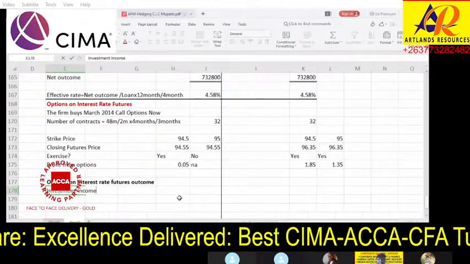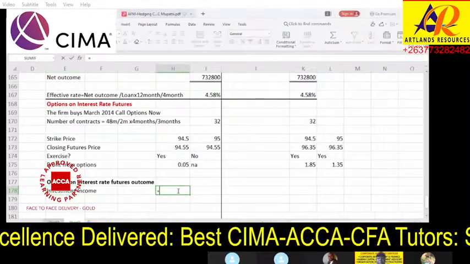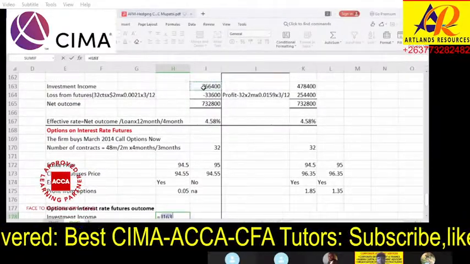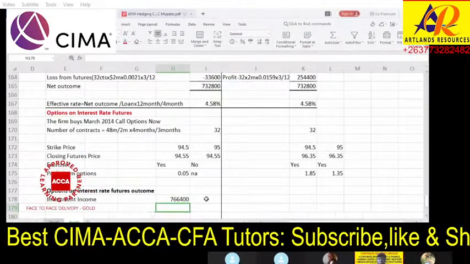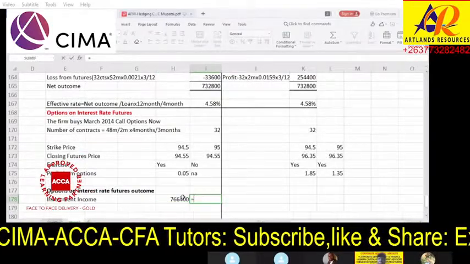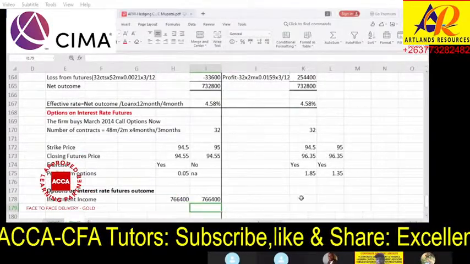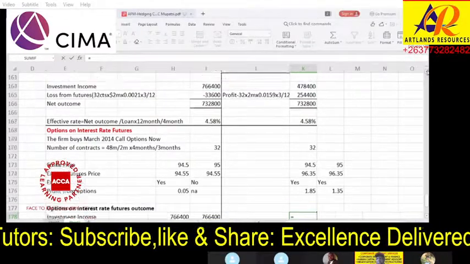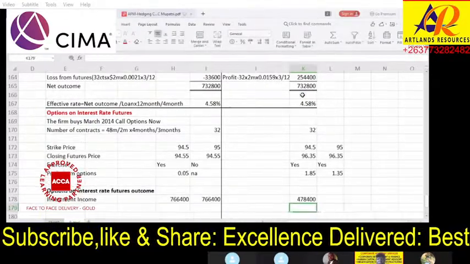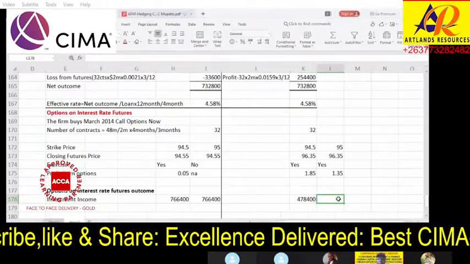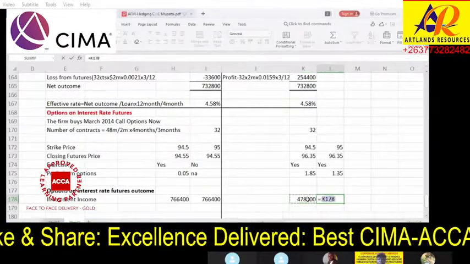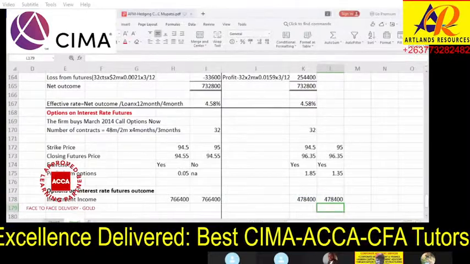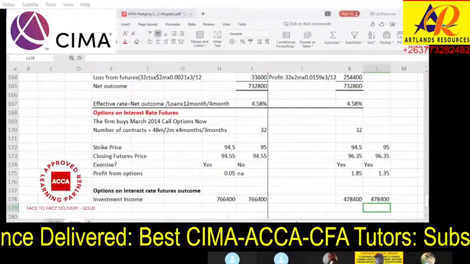Investment income is still the same. It's this figure here that we calculated from base information. This is the same investment income that I have here. Here the investment income is this one, the same here. All right. Now I have my investment incomes. So what do I do next?